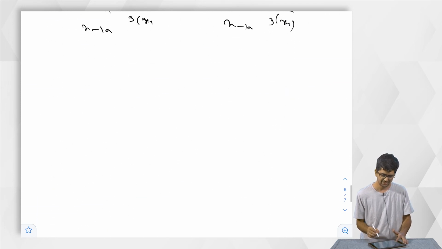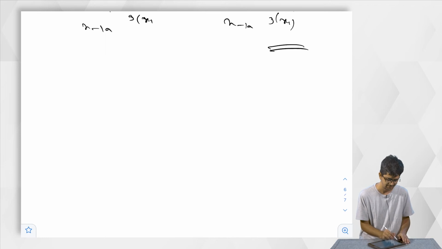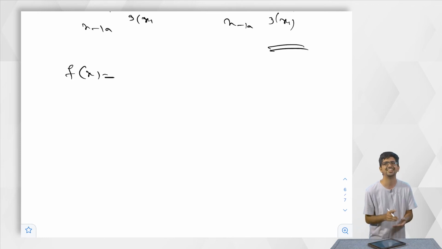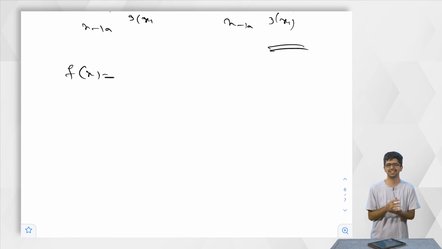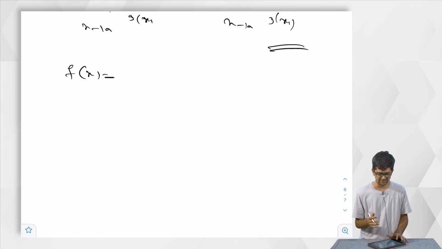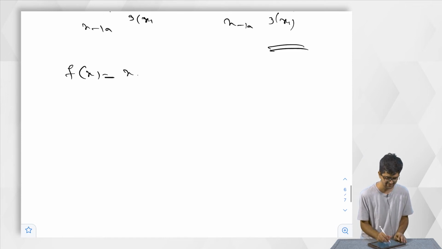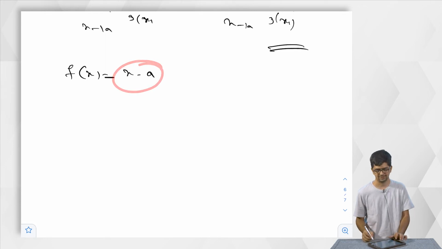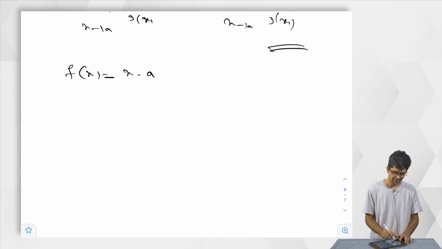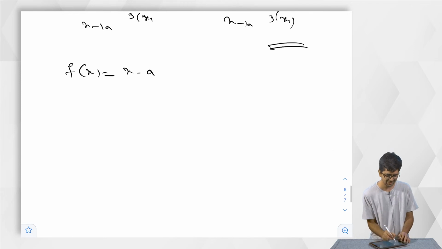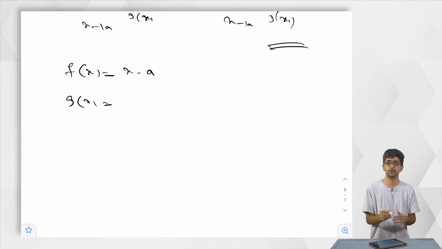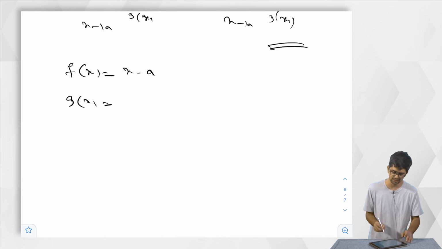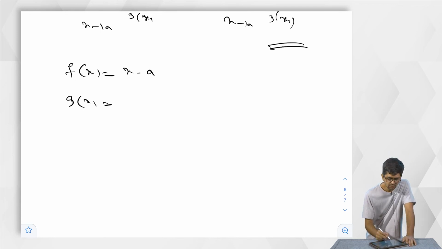Let us take some example and then see. Let us take the very basic example. I am just asking that limit x goes to a, f(x) is equal to 0. So one nice thing is just take x minus a. For this, if x goes to a, this goes to 0. f of a is 0, right? So let us take another example. We need two functions, right? f(x) and g(x).